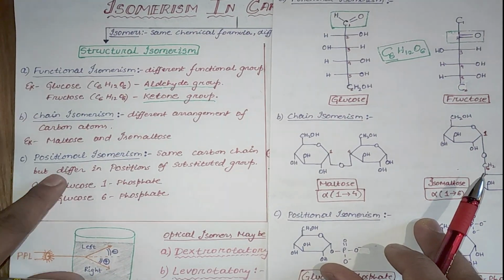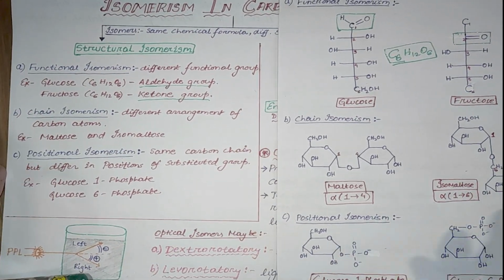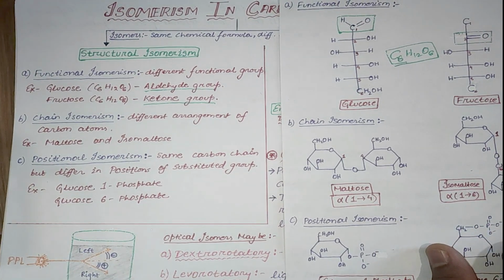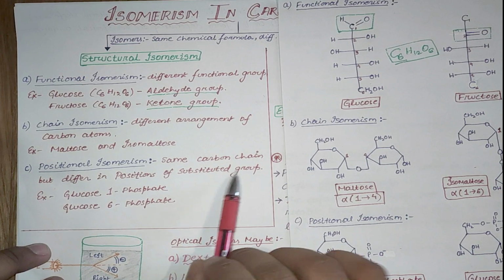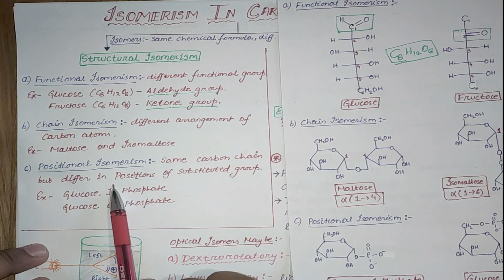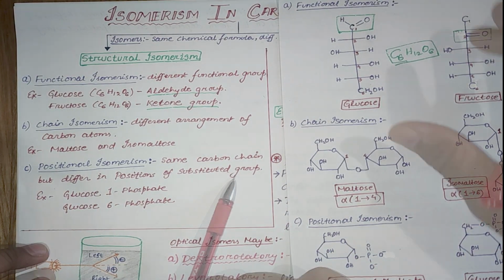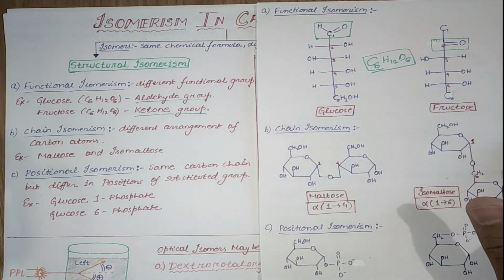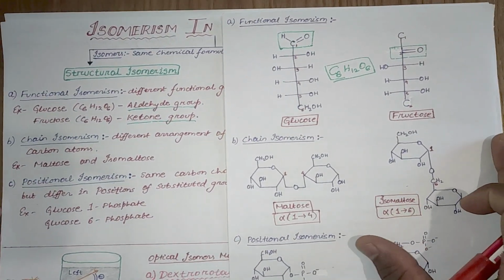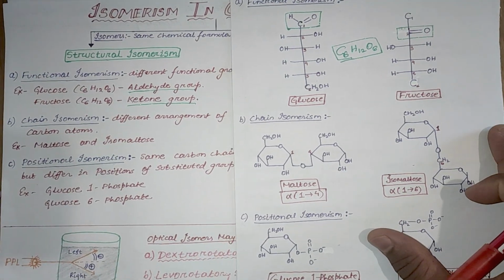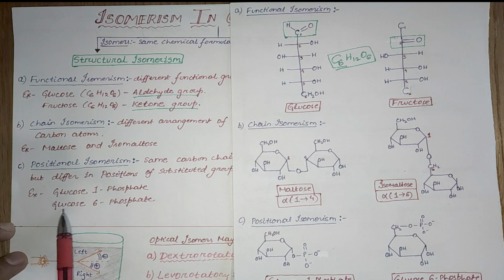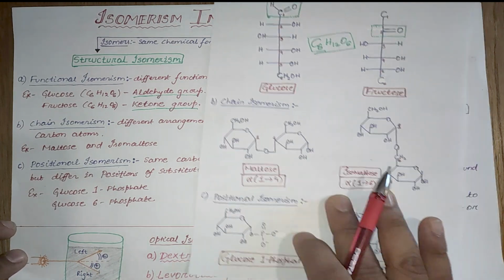Then comes positional isomerism. What is positional isomerism? Positional isomerism means there is the same carbon chain but a difference in the position of the substituted group. If a substituted group is present on the monosaccharide, it will be present on a different carbon atom. Here the example is glucose 1-phosphate and glucose 6-phosphate.